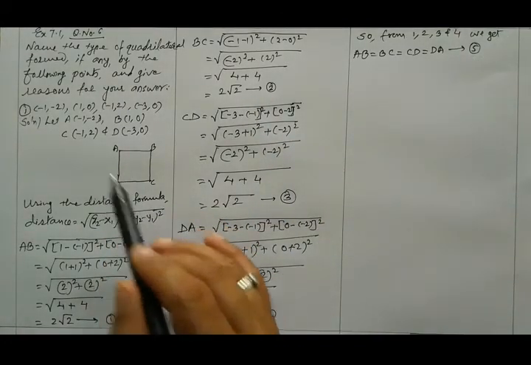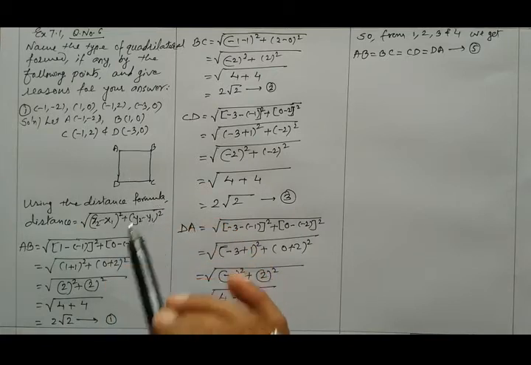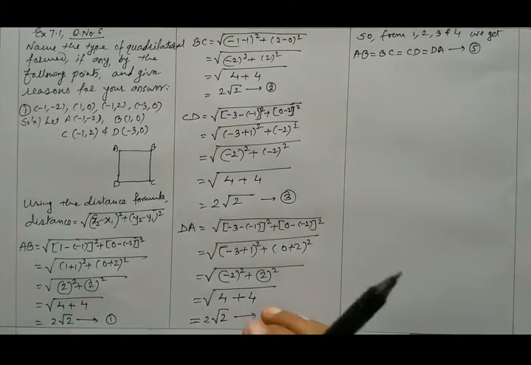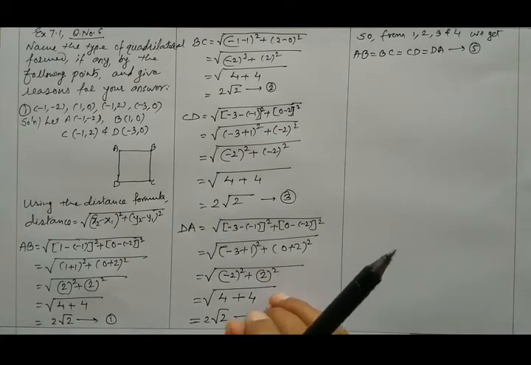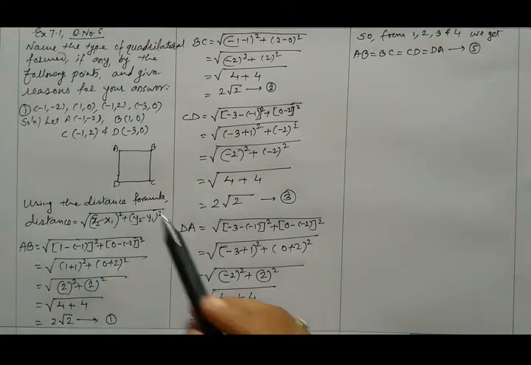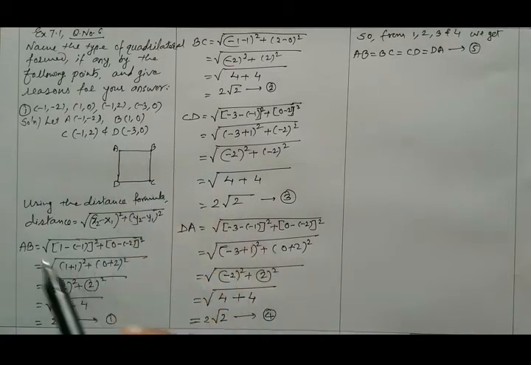Now think about diagonals. Now you will ask, all the sides are equal, then you will say it is a square or it is a rhombus. So we want to confirm whether it is a square or rhombus. That will be decided by calculating the length of diagonals.